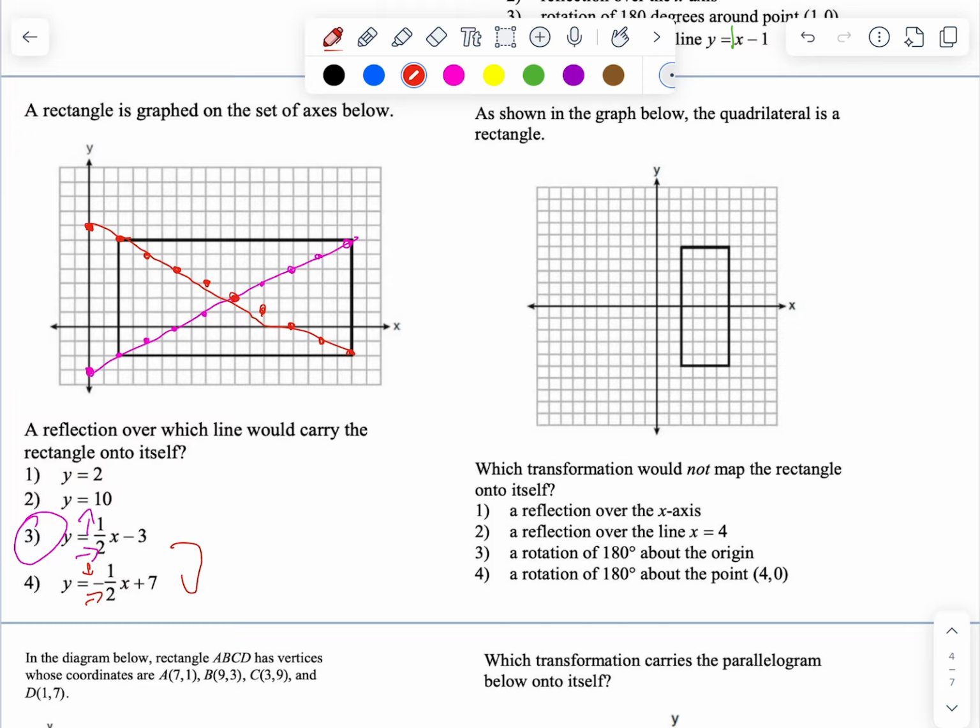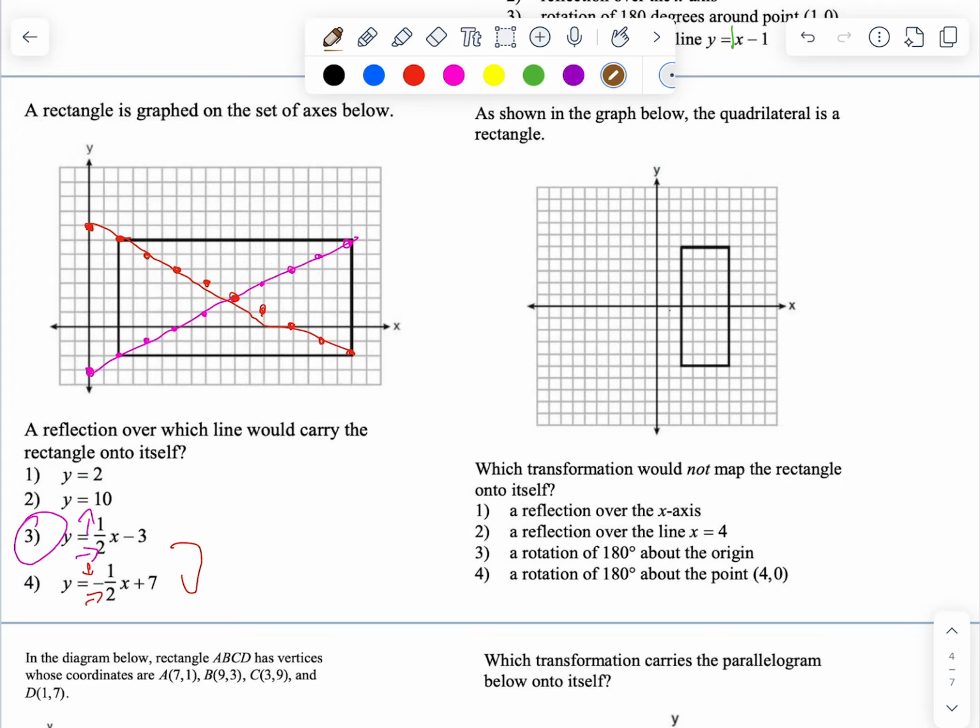Which transformation would not map the rectangle onto itself? A reflection over the x-axis? That would, because the x-axis is a line of symmetry. A reflection over the line x equals 4. 1, 2, 3, 4. Doesn't go through the corners. Maybe it's going to be that one.